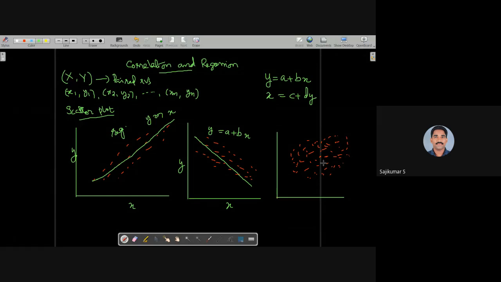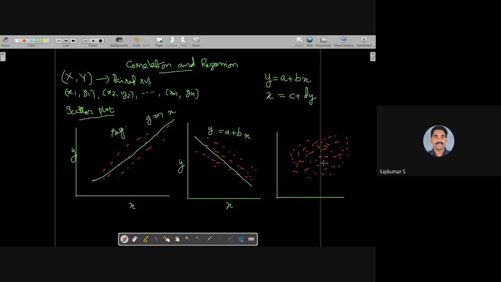If there is a linear relationship, we can have two types of relationship. See, in the first diagram, we can see an upward sloping scatter plot. That means if you are measuring the slope of the straight line y is equal to a plus bx, the slope will be positive. So that is called the upward sloping scatter plot or upward slope.